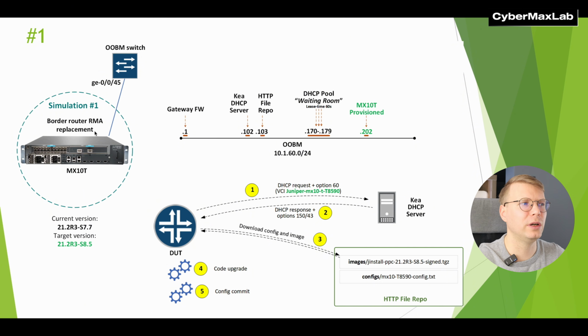For this specific router, I would like everything to land in the waiting room, then proceed with the ZTP actions, and when the final configuration is committed, I would like it to be changed to the .202 static address.